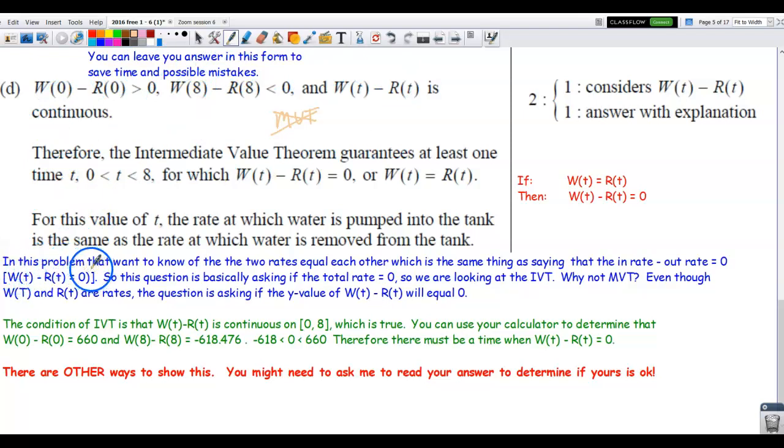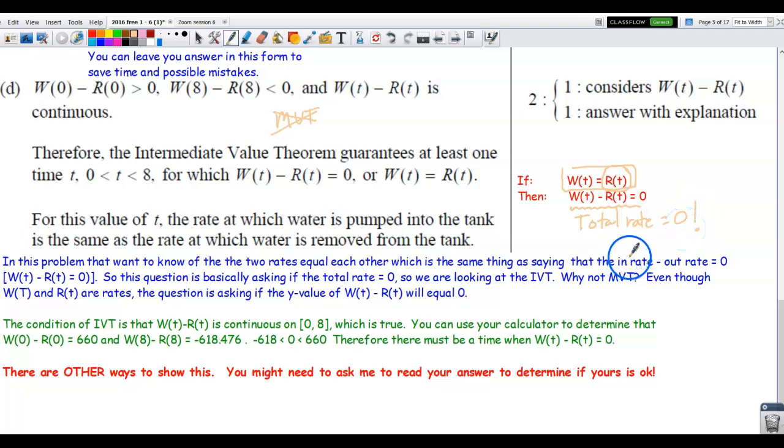In this problem, we want to know if the two rates equal each other. So we really want to know, look right over here, we want to know if W of t is equal to R of t, which is really the same thing as saying that the in rate minus the out rate is equal to 0. In other words, I can subtract R of t to the left side, and I can end up with the statement right here. So it's really saying, to say that the in rate is equal to the out rate is really to say that the total rate equals 0.